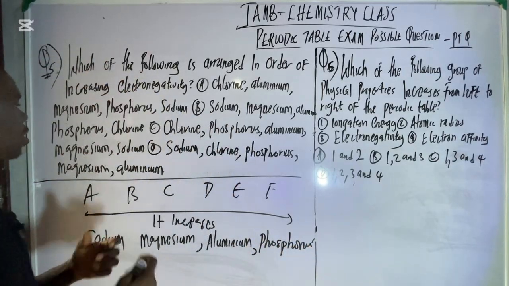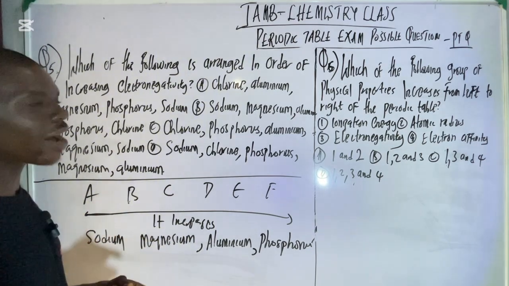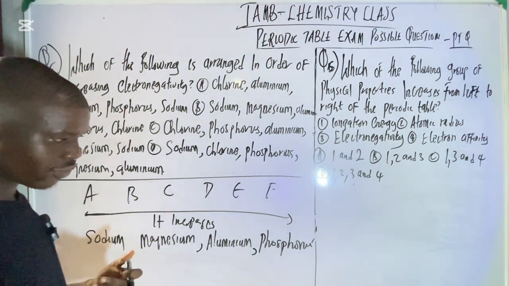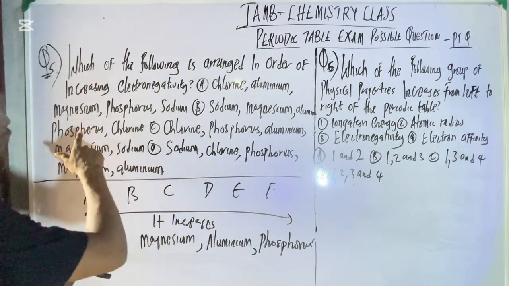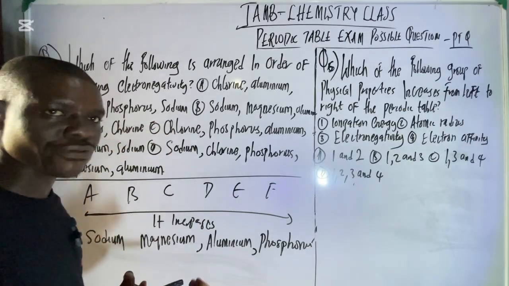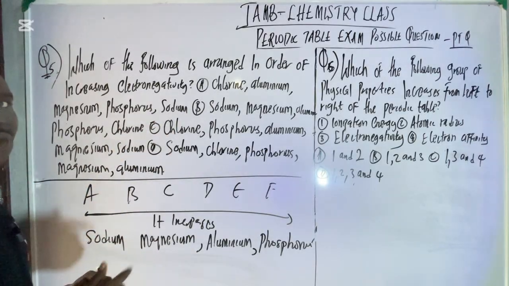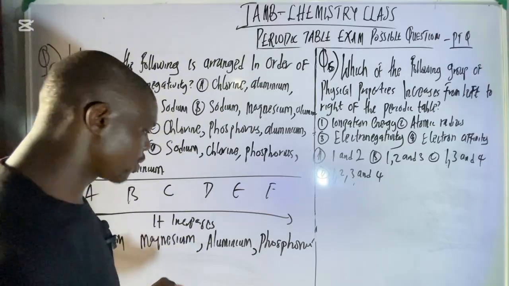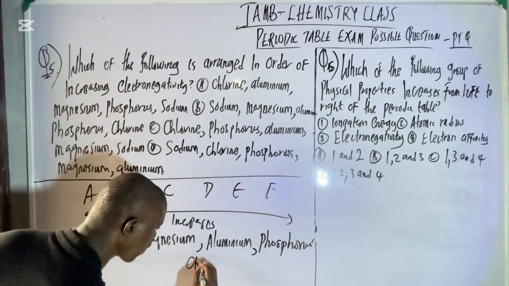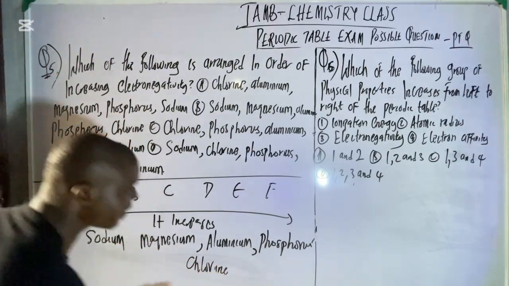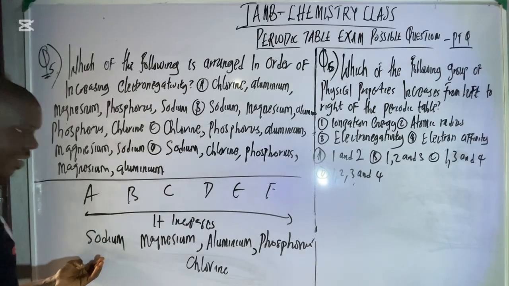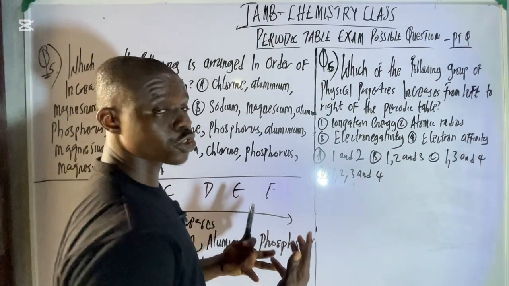After phosphorus, you're supposed to have sulfur, but there's no sulfur here, right? Then after sulfur, you have chlorine. Here we have chlorine. So in saying that, you have to know the elements here. So now let's arrange the elements according to the symbol.